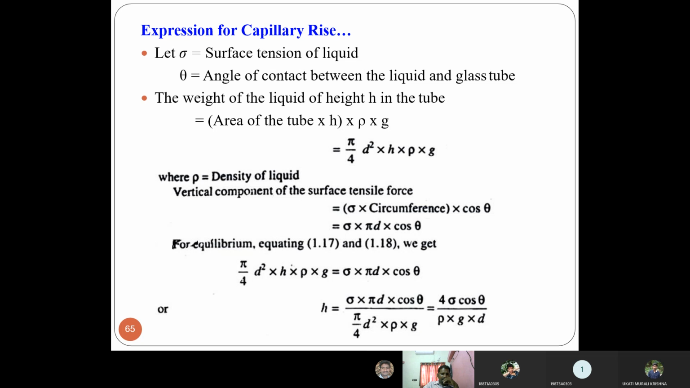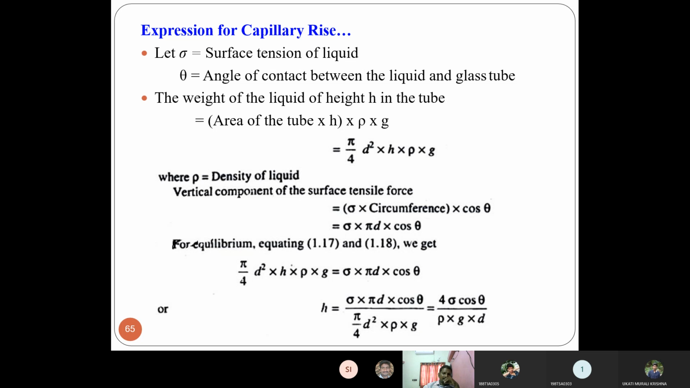Forget about the entire terminology. This is the mass, and this is the acceleration due to gravity g. W is equal to mg. Okay, and we are expressing the mass. Area into height is nothing but volume. Area into height is equal to volume. Volume into density is nothing but mass.